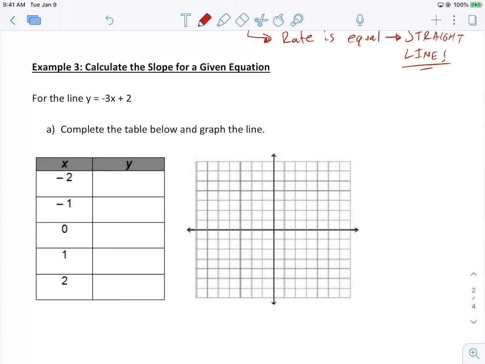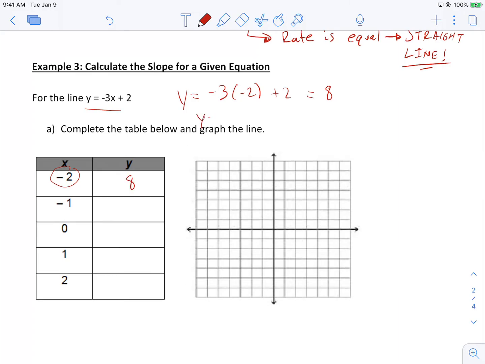Now let's take a look at calculating the slope when we have an equation on our hands. So we're going to do the exact same thing. We're going to take this equation here, y equals -3 times x plus 2, and we're going to try a bunch of different x values in here, starting with -2. So I'm going to take that, I'm going to substitute the -2 in, and I'm going to add 2. If you do that on your calculator, that's going to give you a value of +8.